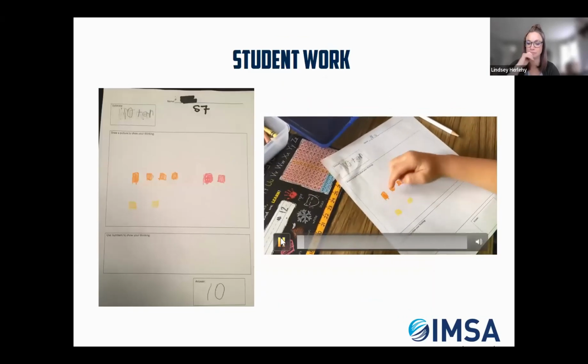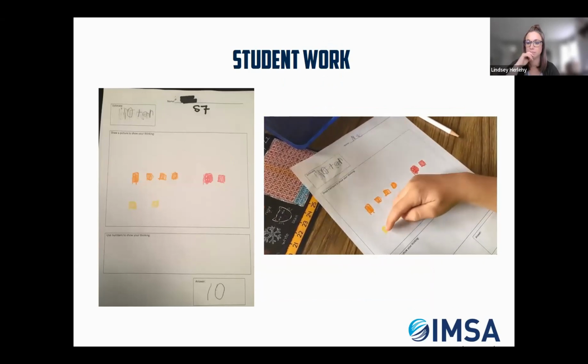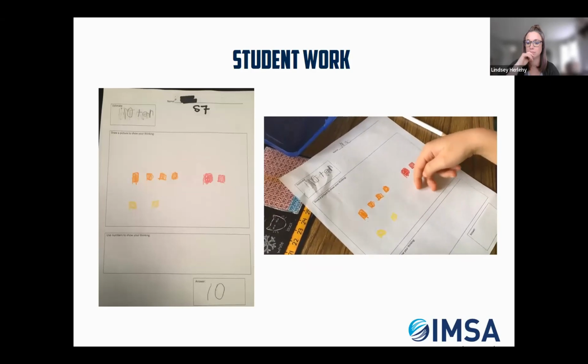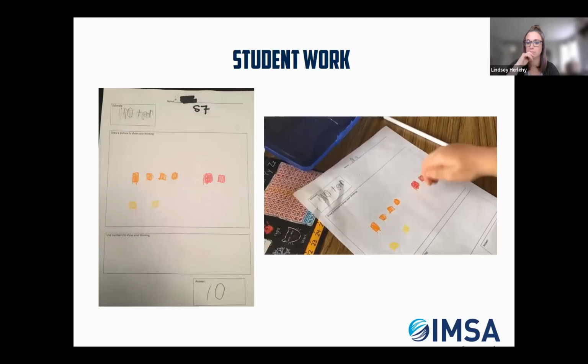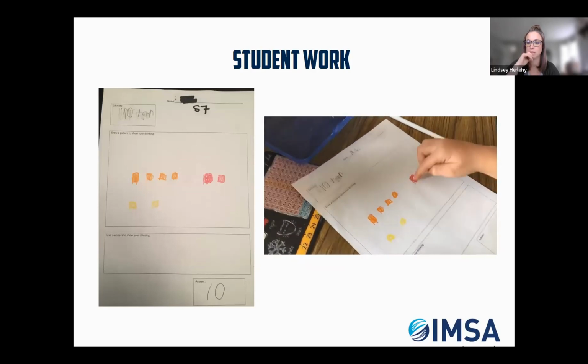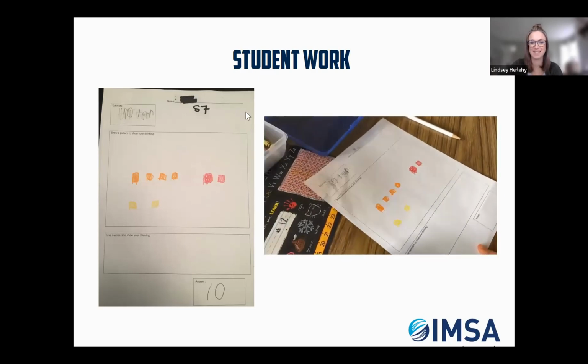Tell me what you got here. 1, 2, 3, 4 oranges and 1, 2 reds, 1, 2 yellows and the white. The rest of it is white. So there's 1, 2, 3, 4, 5, 6, 7, 8, 9, 10. Whoa, so you can't see the white, but they're there? Yes.